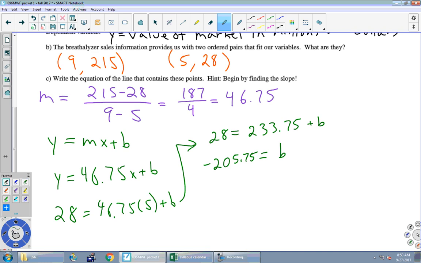And so then we get to write our final equation of the line. It starts here. Y equals 46.75x. But then instead of plus b, I'll just put minus 205.75.